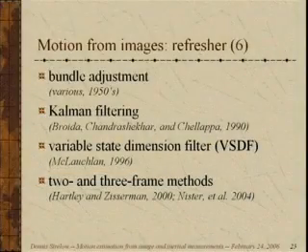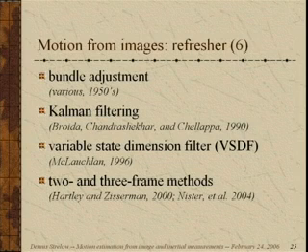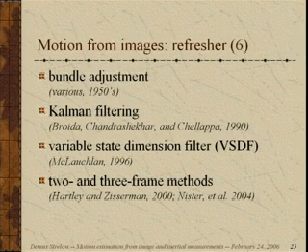Okay, the variable state dimension filter is becoming more common now. It's a combination of these two ideas. Instead of just finding a camera position for the current image, you'll have a sliding window. So if you initialize with 10 images, you'll do bundle adjustment on images 1 through 10. And then when you get image 11, instead of just finding the position for image 11, you'll have a sliding window. So you'll refine your positions for 2 through 10, and you'll find a position for 11.